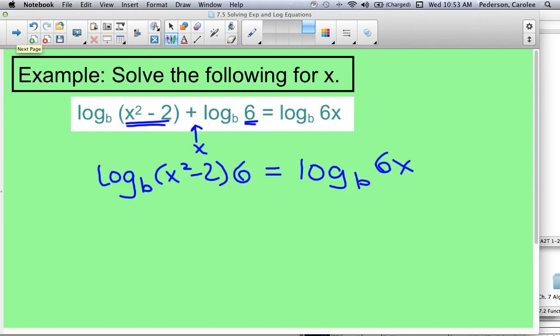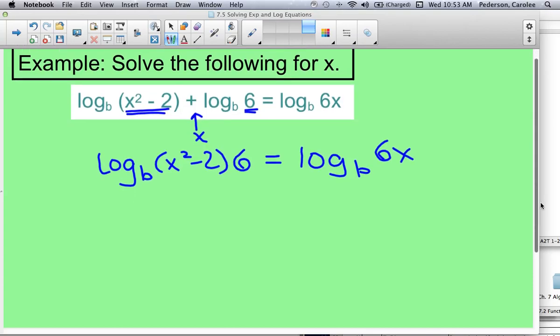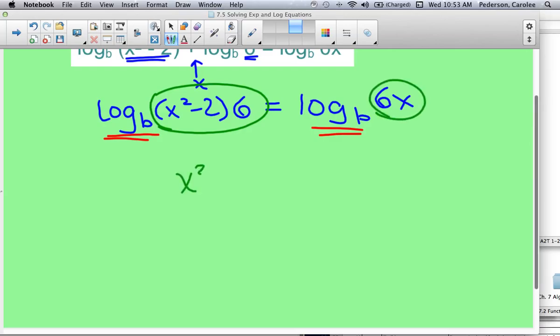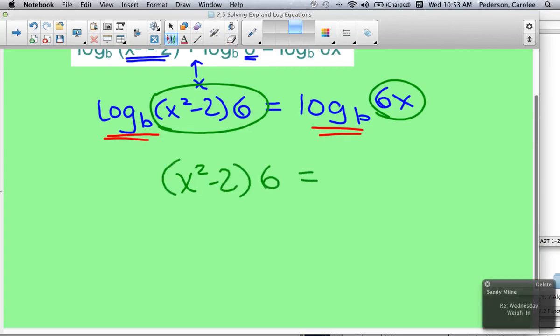Now what we can do is we can use the one-to-one property. What the one-to-one property says, if I have a logarithm on the left side of base b and a logarithm on the right side of base b, they equal each other. So I can drop those logarithms and just focus on the x squared minus 2 times 6, and then 6x. So I have x squared minus 2 times 6 on the left, and then I have 6x on the right.